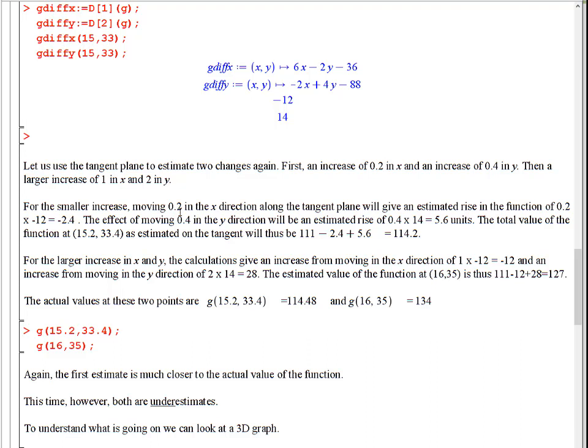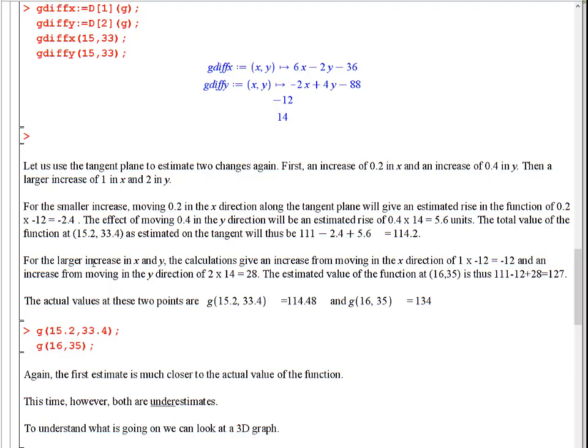If you go in the x direction 0.2 from the initial point, which was 15, then this is telling us that the rise in the function should be 0.2 multiplied by -12 is -2.4, because in that x direction the function is actually sloping down. Right? So I'm going to have a fall of 2.4. On the other hand, when I move 0.4 in the y direction, I get a rise of 0.4 times 14. So that takes me up 5.6 units.